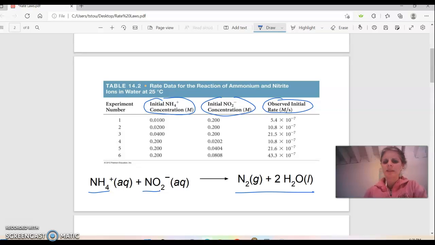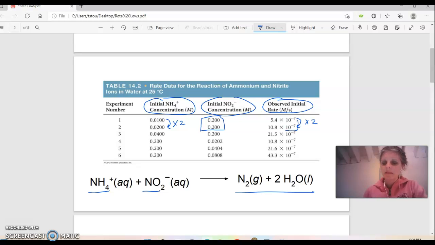Now, if we take a look closely at the data, take a look at this one. This is where the reactant concentration of NO2 is going to be the same each time. But if we look at the concentration of NH4, do you see how it doubled? It went from 0.01 to 0.02. That's twice as concentrated. And if we look over here at the rate, this is twice as fast.